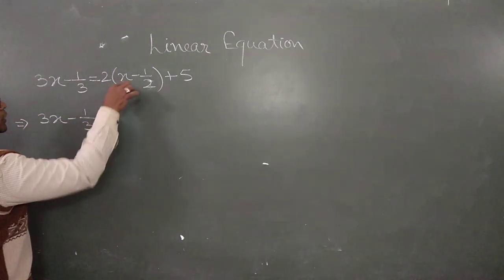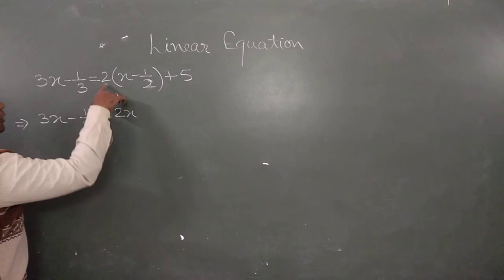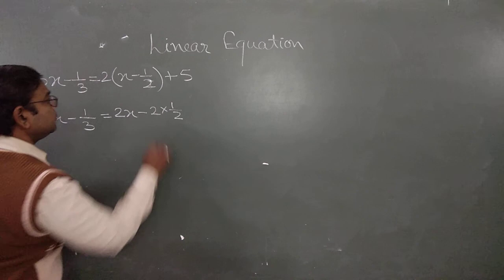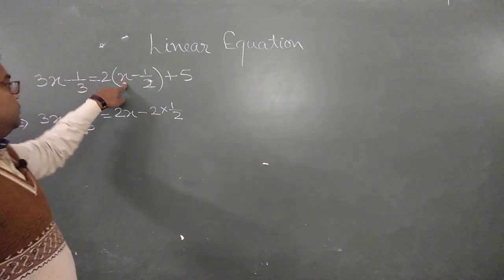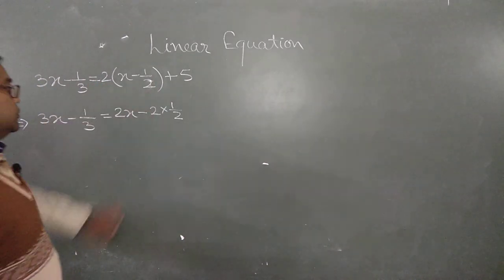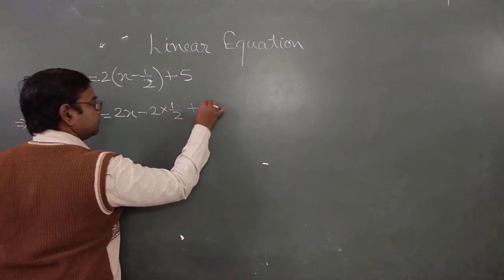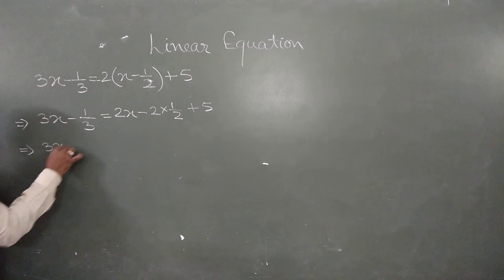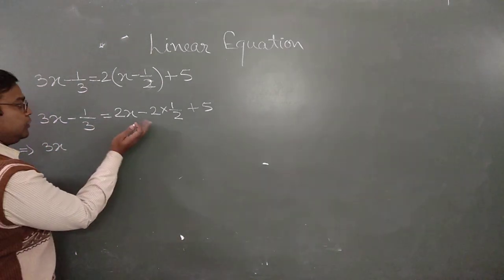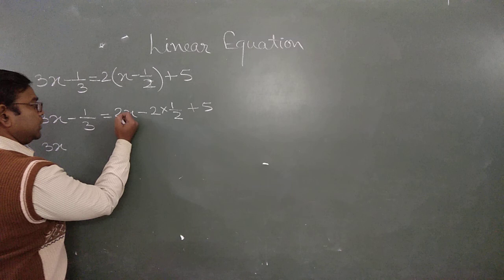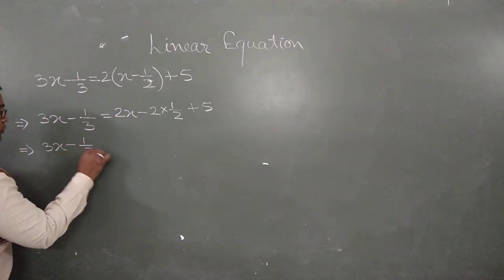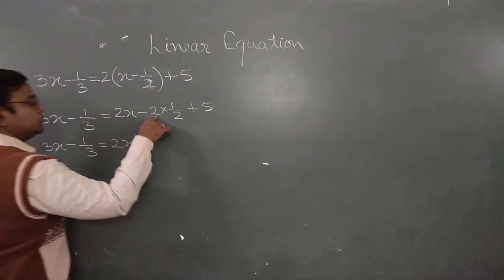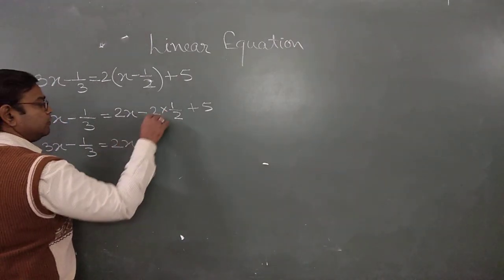It's 2 into x, 2x, 2 into minus 1 upon 2. This is the distributive property of multiplication. This multiplies with this as well as this one also. Plus 5. 3x. Now in this case what we are doing? We are solving this 2x. Wait. Though this is the first time, so solve properly. 2 into 1 upon 2 is 1. Why? We can cancel each other.